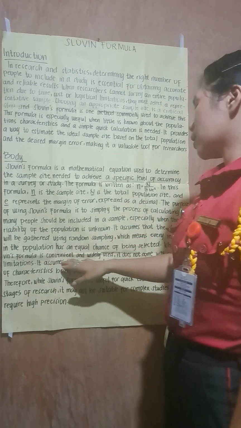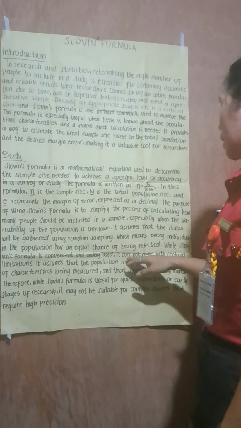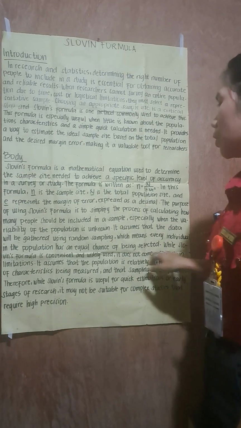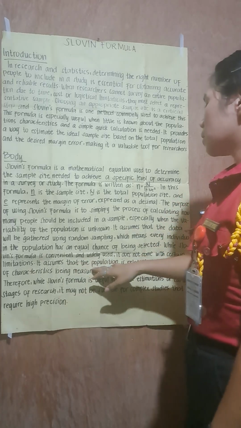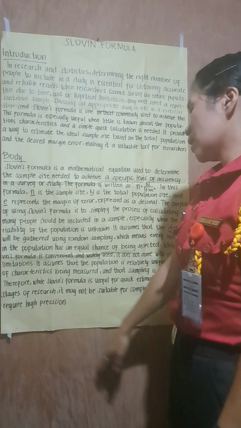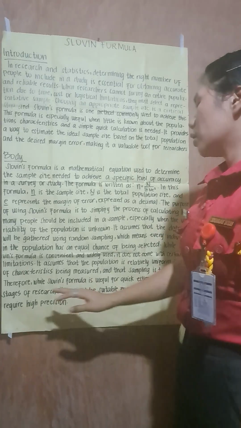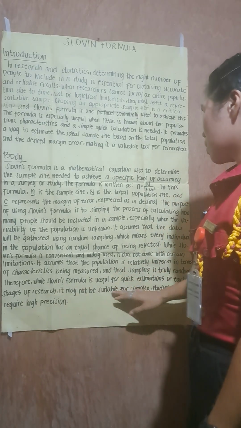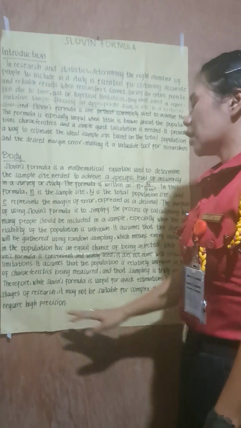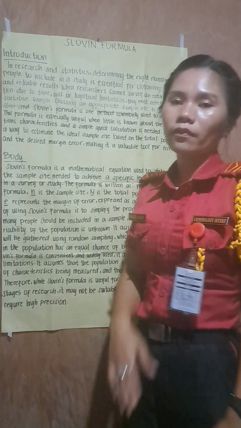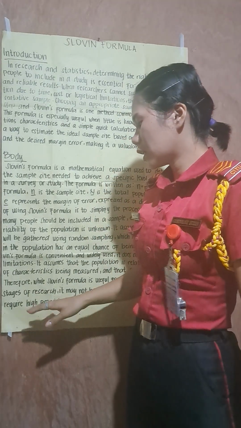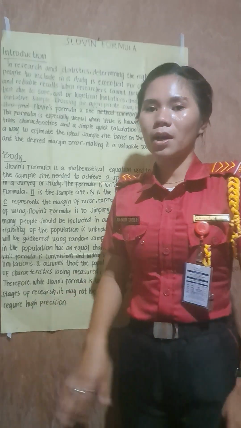While Slovin's formula is convenient and widely used, it does come with certain limitations. It assumes that the population is relatively uniform in terms of characteristics being measured and that sampling is truly random. Therefore, while Slovin's formula is useful for quick estimations or early stages of research, it may not be suitable for complex studies that require high precision. So, ang Slovin formula is dili siya gina-require sa mga high precision nga research.